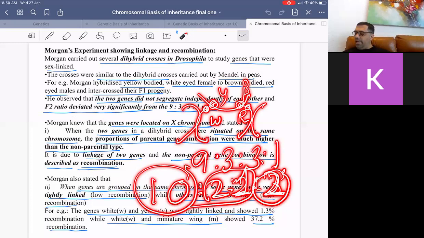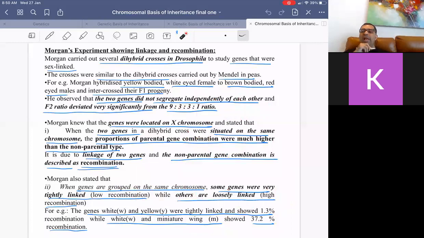So normally what would be the recombination? 9:3:3:1 normal hota hai. So 3 aur 3, 6 ka recombination hota hai. Yaha 2 aur 1 ka recombination hua. Baki 10 you got parental, 2 you got parental. Instead of 9 and 1 parental, you got 10 and 2 parental. And recombinants you got very less. So recombinants less mile, iska matlab, you do not get segregation of character, you do not get independent assortment.